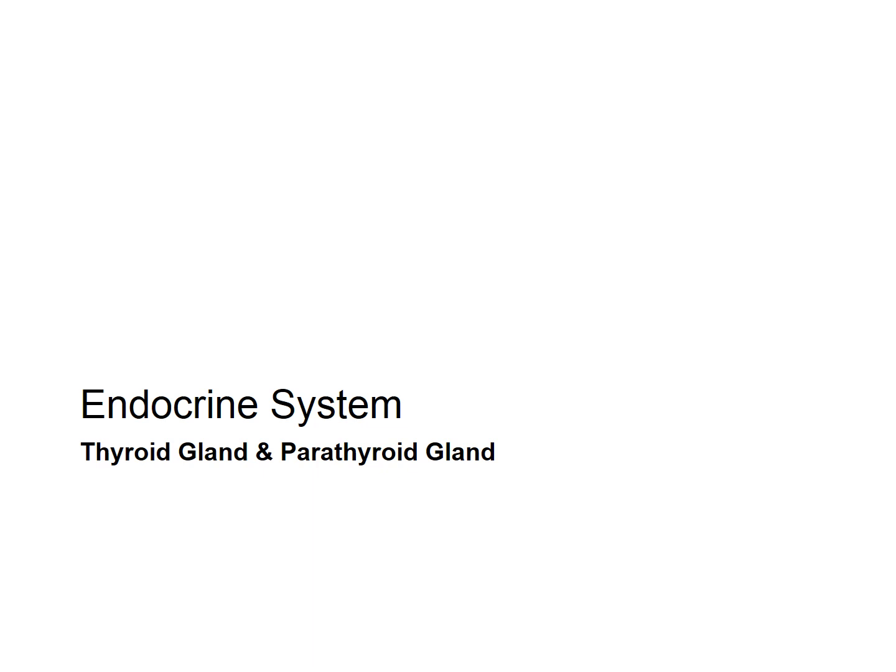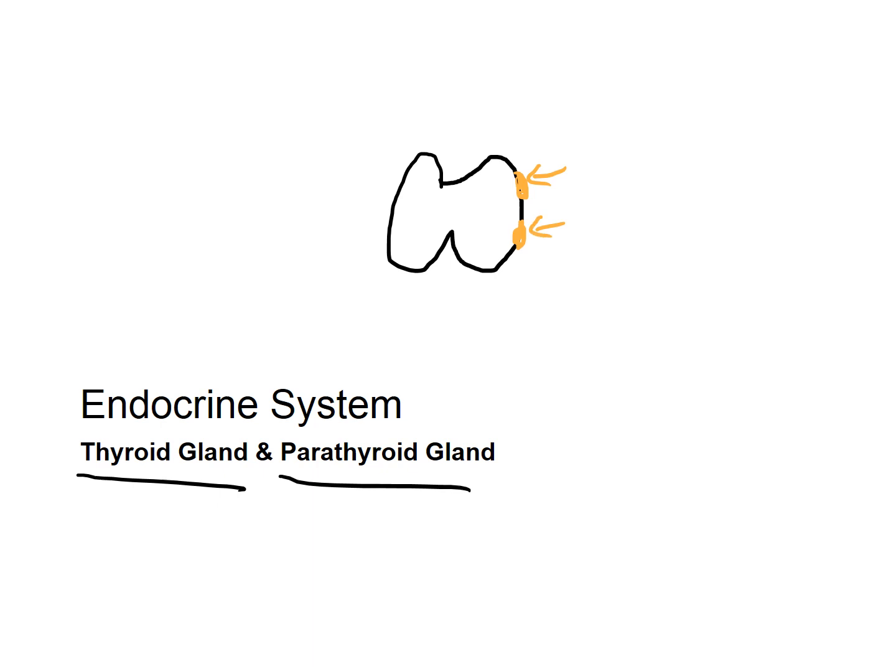So let's talk more about the thyroid gland and the parathyroid gland. Just to refresh your memory, your thyroid gland is kind of where your larynx is, and your parathyroid gland is actually behind it. So you can't really see it here, okay? But I can draw a little yellow dots here. If you were to look at it from the side, you might be able to see your parathyroid gland.